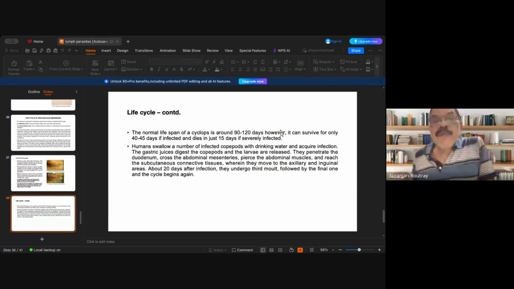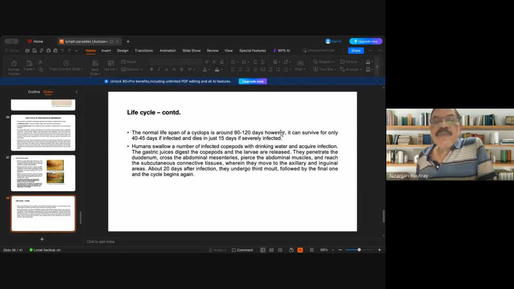The normal lifespan of the cyclops is around 90 to 120 days. However, it can survive only for 40 to 45 days if it is infected, and dies in just 15 days if severely infected. If severely infected they die, but generally they live for 90 to 120 days. So humans swallow a number of infected copepods with drinking water and acquire the infection.